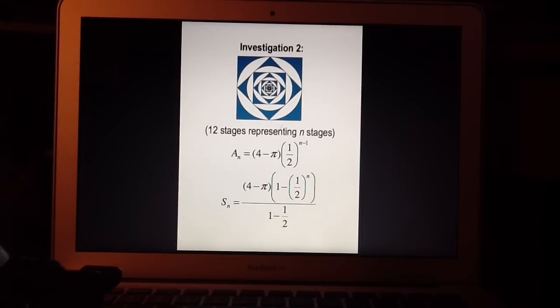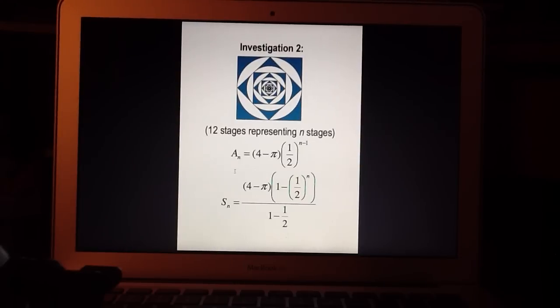It's only 12 stages, but imagine that this is n stages. It can go on as far as you'd like. N could be any number at this point, any natural number. So, remember that we said the common ratio for the side lengths of the squares was rad 2 over 2. That means that the common ratio for the areas would have to be 1 over 2.